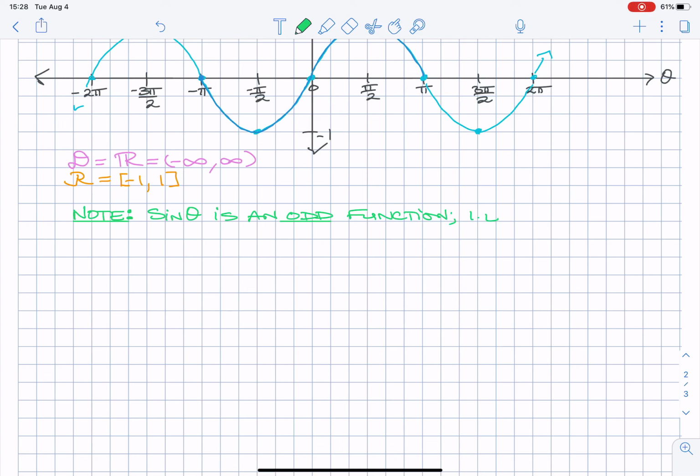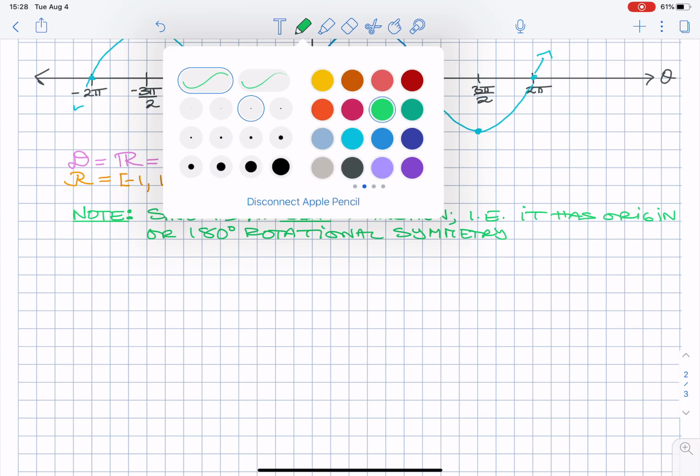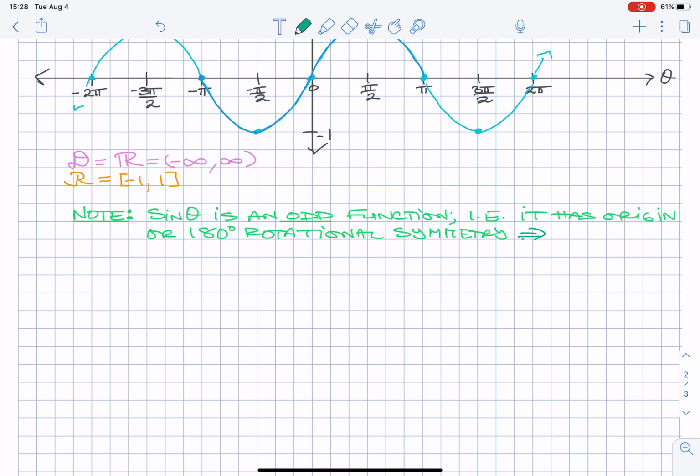That is, i.e., it has origin or 180-degree rotational symmetry. And what does that mean as far as the function is concerned? That means that sine of a negative angle is negative sine of its corresponding positive.